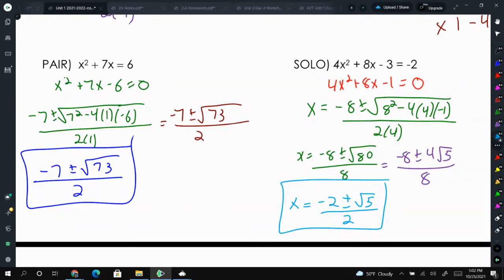And then over on the solo, what you needed to have done is break up the square root of 80 into 16 and 5. The square root of 16 is 4. And then you could divide all three of these numbers by 4. And that's how I got my light blue circle.